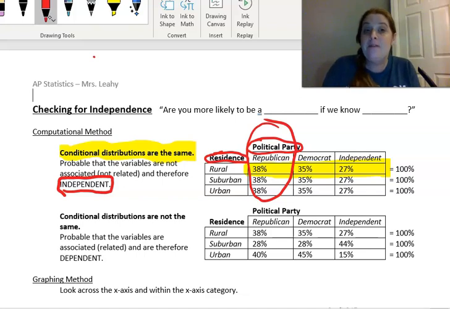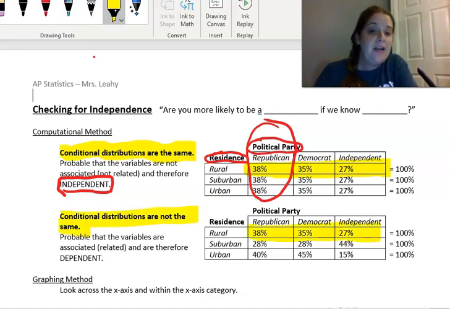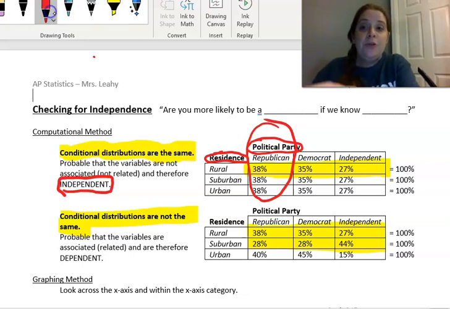It doesn't matter. It doesn't depend on that. The conditional distributions, if they are not the same, so for example, for the rural communities, I've got 38, 35, and 27 again, but then I've got 28, 28, and 44, and 40, 45, and 15. Okay, those are not the same. They all add up to 100%, but the conditional distributions are not the same.